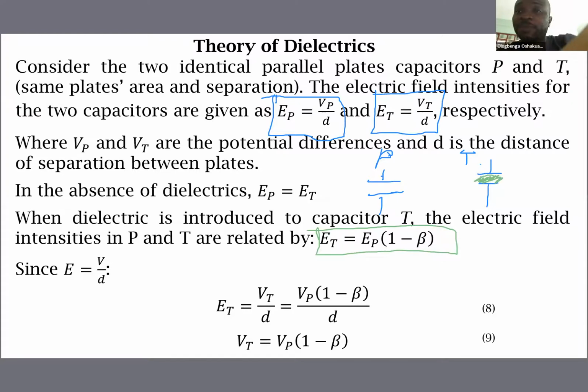And going further, by simple substitution and the likes, we have equation 8 and equation 9, all trying to relate the properties of T with the previous properties in P. That is, the properties in capacitor T with the properties in capacitor P. And the major new quantity being specified there is the beta. So I suggest at your leisure you should go through the slides and read what we have there.